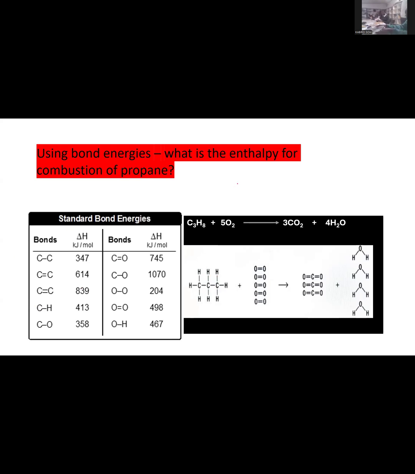Remember that everything on the left-hand side will be endo, so everything on this side will be positive, and on this side it's exo, so it'll be negative. So see if you can total those up. It's quite difficult to get it right. It's easy to miss something, but you see if you can do it.